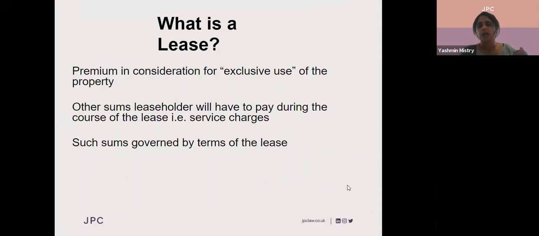So a premium is paid, or a capital sum is paid for the property, and that is called the premium. And that premium is paid for essentially the exclusive right or the exclusive use of that property for a defined period of time. The lease will also set out, and we'll look at that as we go through the next hour or so, other things that will be payable under the lease. So there'll be things like ground rent, there'll be service charges, which are all different, and we'll look at what those mean as we go along.